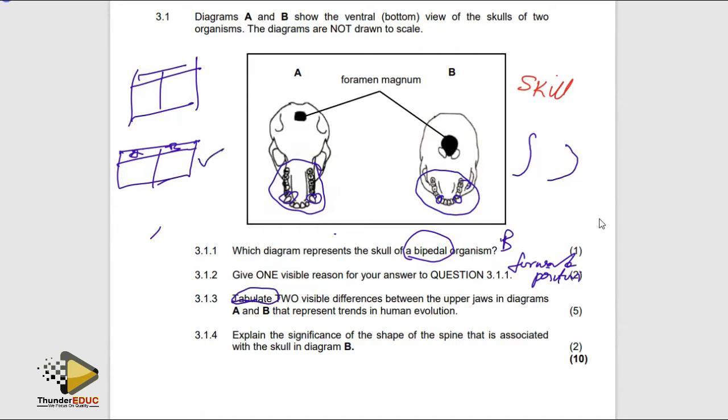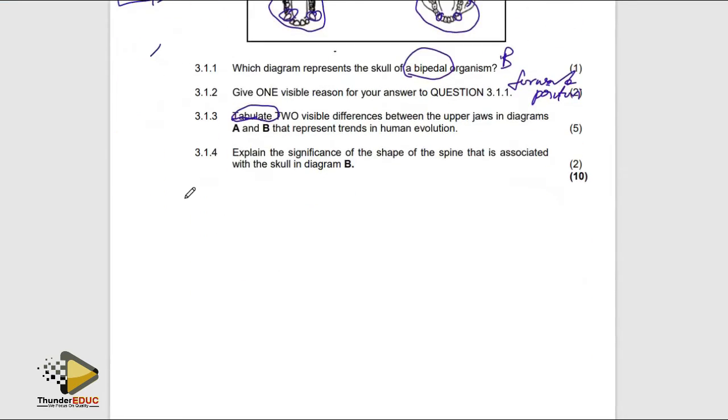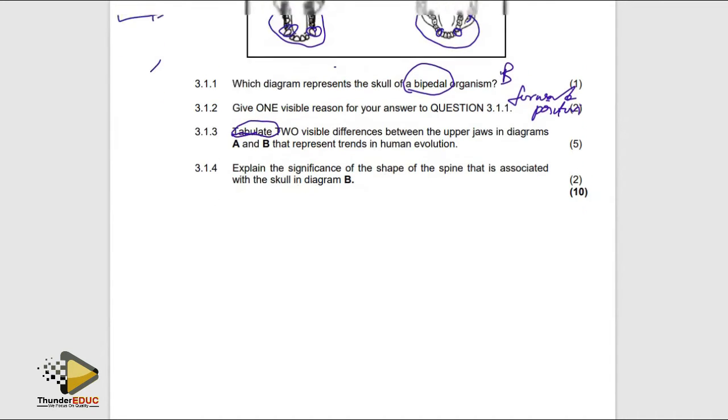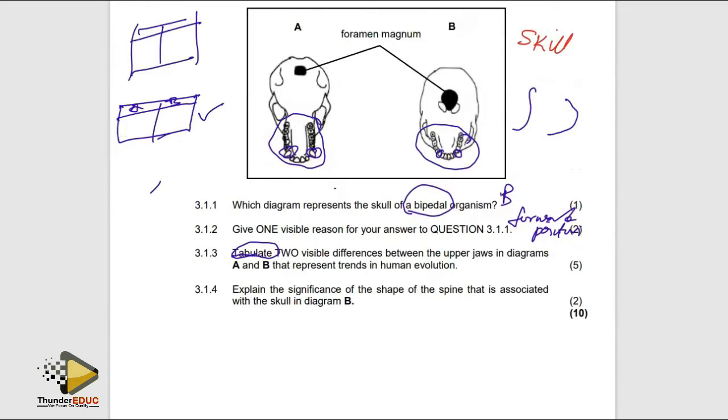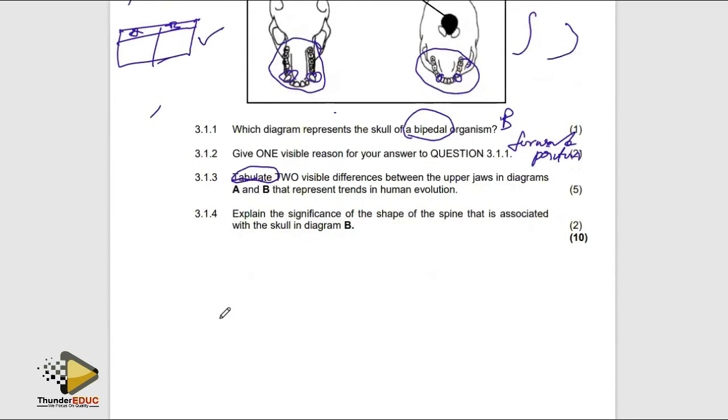Then they're saying explain the significance of the shape of the spine. I talked about it. That is the shape of the spine associated with skull B. What is skull B? Skull B is walking on 2 limbs, and if you look at it, the spine is S shape. Because they didn't say which shape it is, mentioning the shape could earn you a mark.